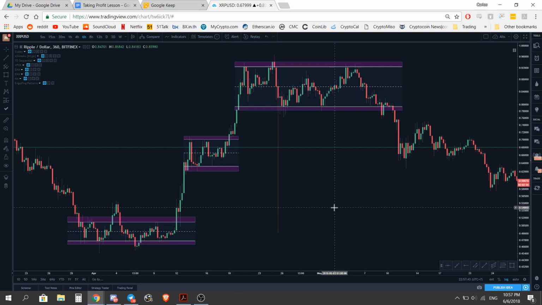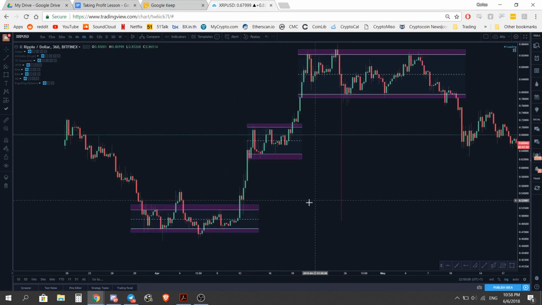So, for example, I like to trade trading ranges. So I have three ranges I drew out here. I'm just going to show you how I would enter, how I would stay in the trade, and ultimately exit.